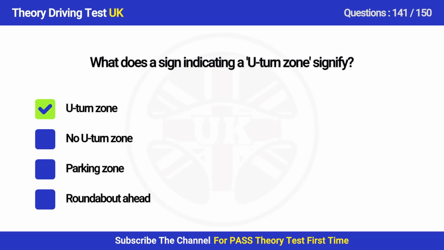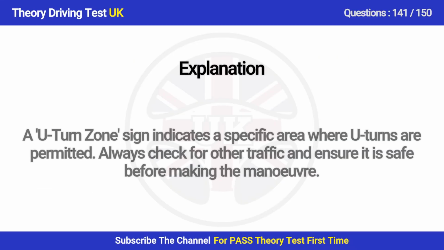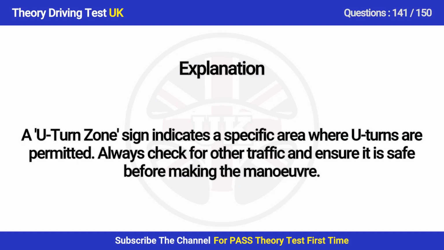Answer is A, U-turn zone. A zone sign indicates a specific area where U-turns are permitted. Always check for other traffic and ensure it is safe before making the maneuver.